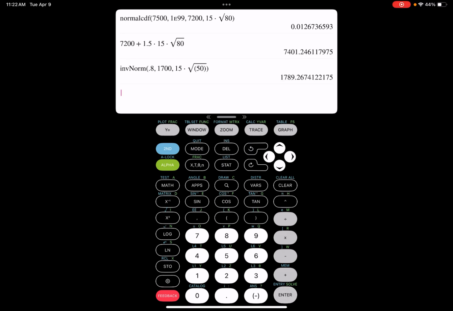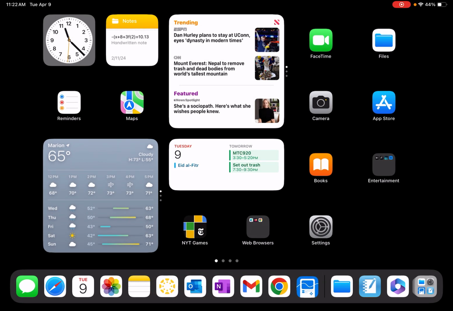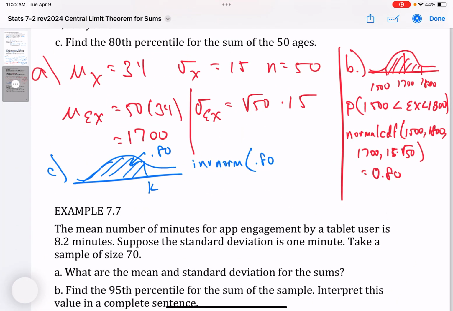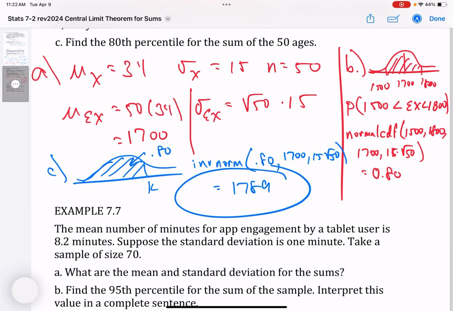And so the 80th percentile is going to be at 1,789. So that's going to go 1,789, and this was our 1,700, and then 15 square root 50. Okay, so we've got it. That's our k value. So 80% of our values, the sums, are 1,789 or lower.